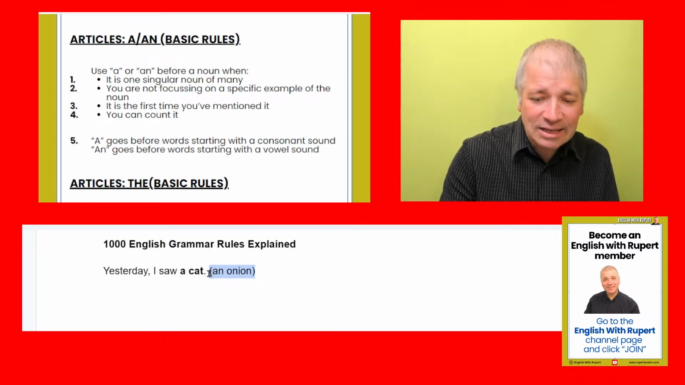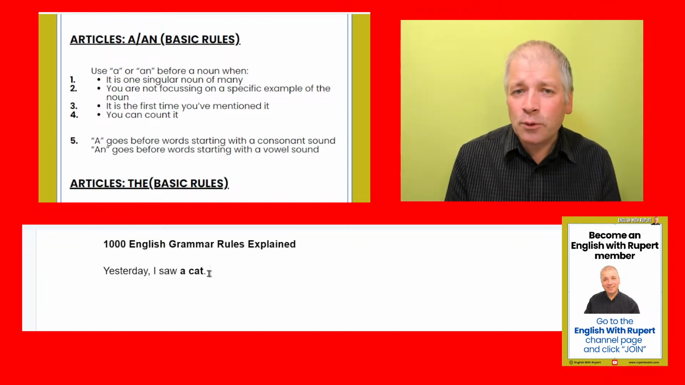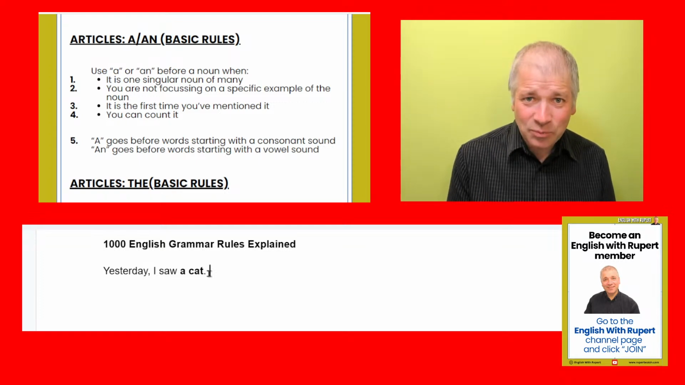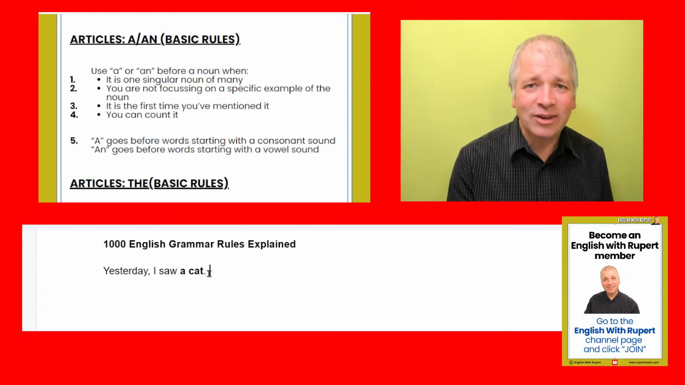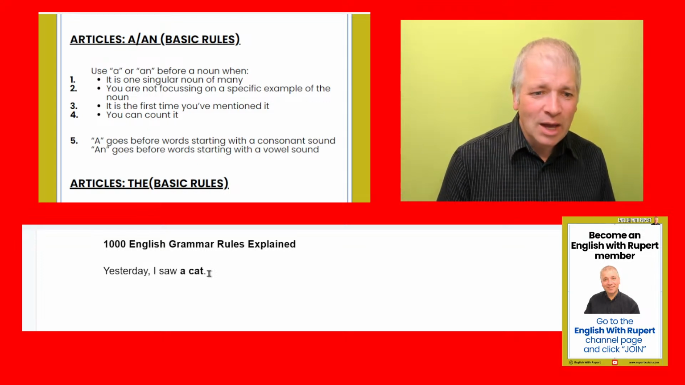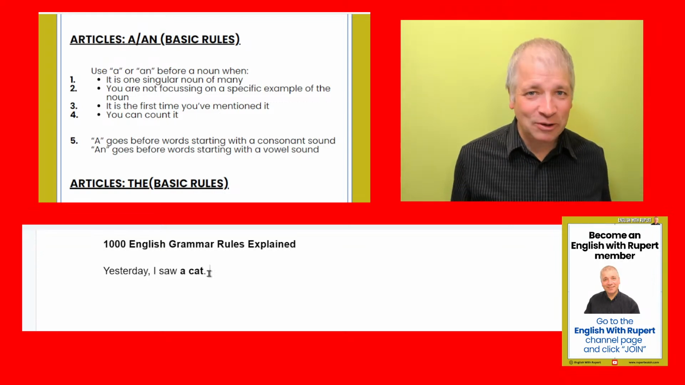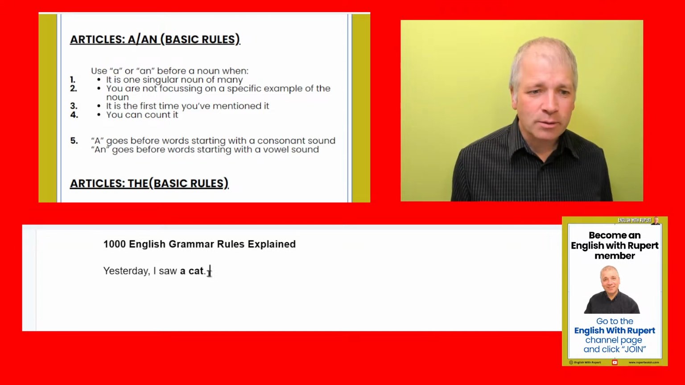Let's stick with cat. So, why did I use an article here? Well, it fulfills all of the rules that we see in 1, 2, 3, and 4. It's a singular noun. I'm only talking about one cat. I'm not focusing on a specific example of a cat at the moment. What I mean here is one cat out of all of the millions of cats that exist in the whole world. It's the first time I've mentioned the cat in my story, and I can count cats, which is important, as we'll see in a moment. 1 cat, 2 cats, 3 cats. I can count them. So those are the basic rules of using a as an article.